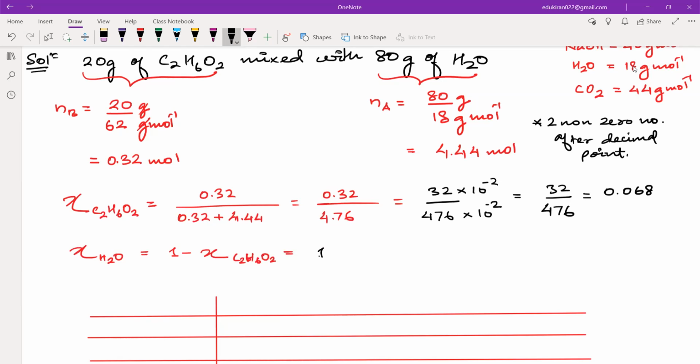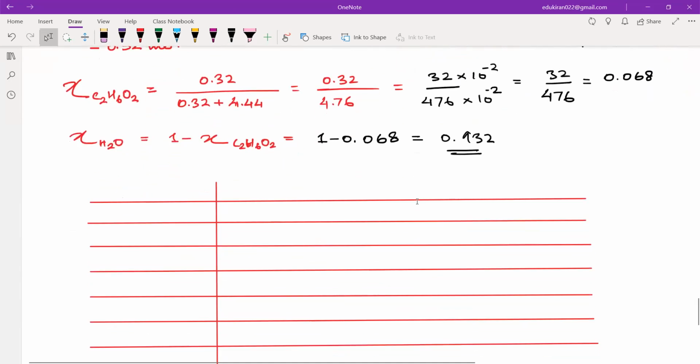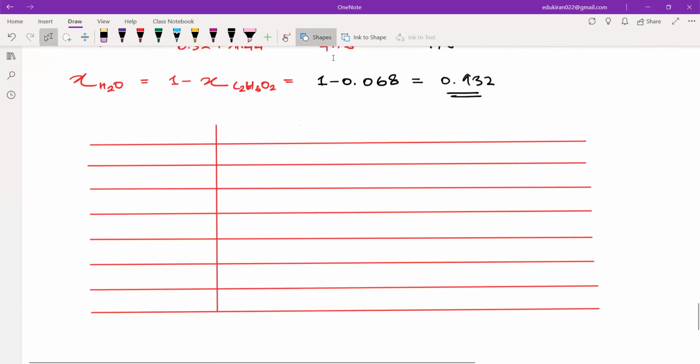And then, 1 minus 0.068 will be equal to 0.932. Okay, so this will be the mole fraction of water. Is that clear, yes or no, please, Sumi? Yes.